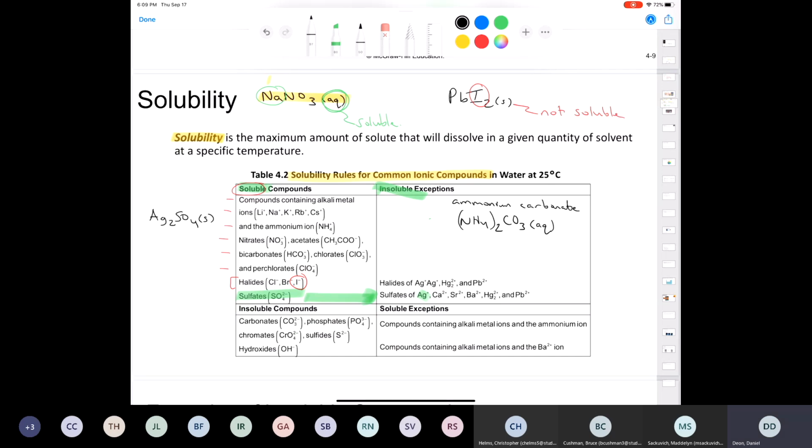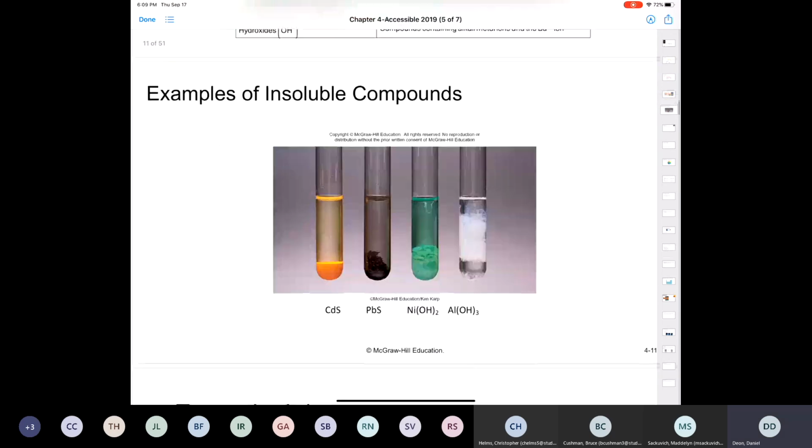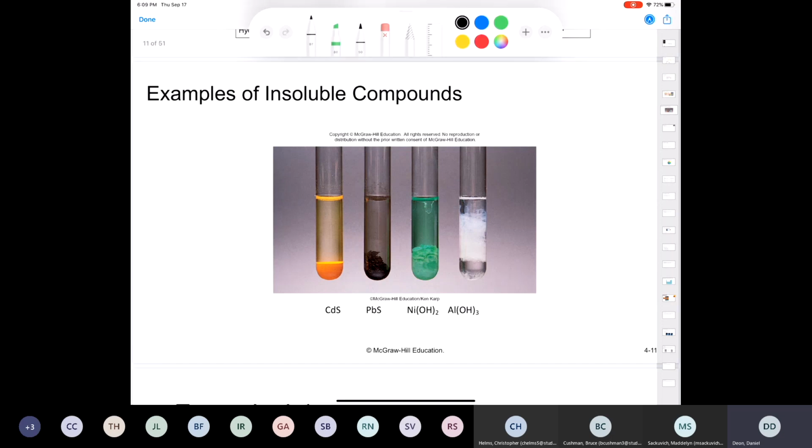Hey, the next slide's just kind of a fun one. Just kind of an FYI thing. Here's some examples of some pretty insoluble compounds, and you can see that not only do they form different types of solids, but they have different colors, and you're like, well, how would you describe these? I'd say that this one here, cadmium sulfide, looks kind of like an orange powder maybe. The lead(II) sulfide kind of looks like black. You can see it kind of looks like black crystals, maybe. Nickel(II) hydroxide.